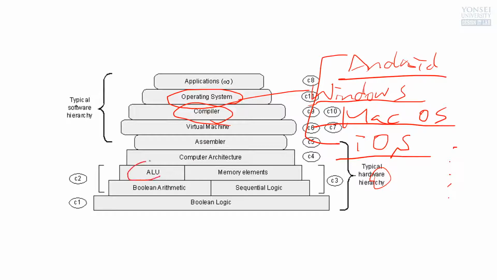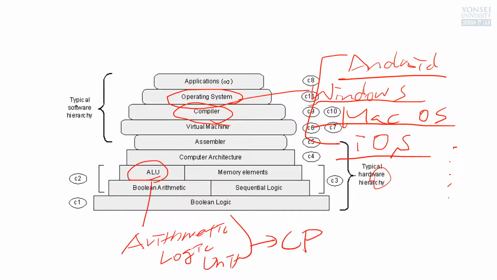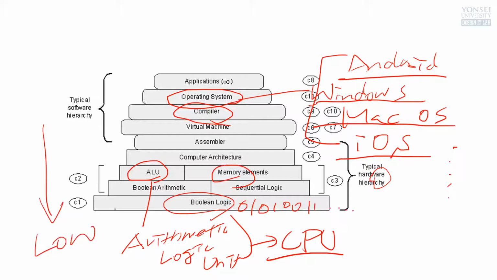Take a look. Here is another important thing: arithmetic logic unit. This one is something about the CPU, central processing unit, and computer memory, Boolean logic. This one is what I always told you, 0101, 0011, whatever. So very low level. And applications.